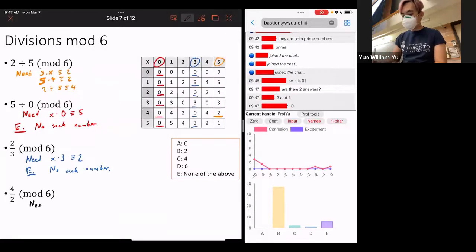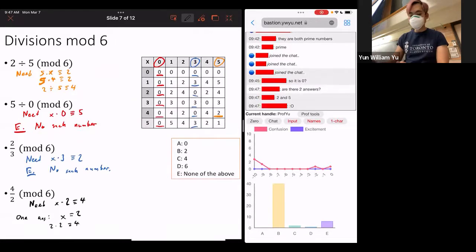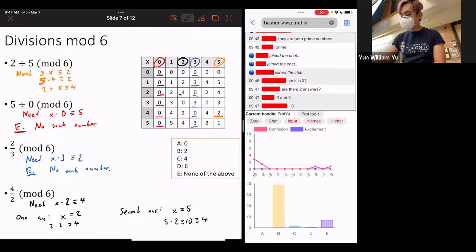Well, what you need is x times 2 to be equivalent to 4. That seems easy. One answer is x is equal to 2. 2 times 2 is equivalent to 4. But we also get a second answer: x is equal to 5. 5 times 2 is equivalent to 10, which is equivalent to 4. That's because in this column, you have 2 different places where you can get 4 out of it. And so you don't get a unique answer.